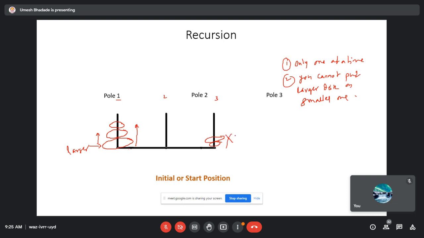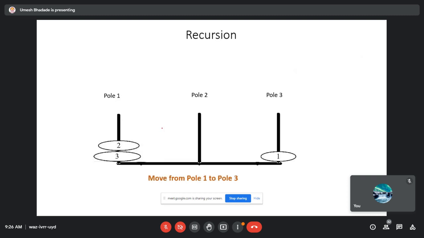So this thing we need to solve, right? So what we will do? First, we will move this small diskette to the next pole. Suppose this small diskette I have moved to pole 3, right? One at a time. Then what I will do next? I will move diskette number 2 to pole 2, right? You can see here, diskette 2 to pole 2.